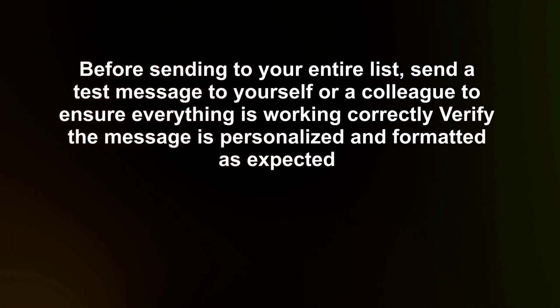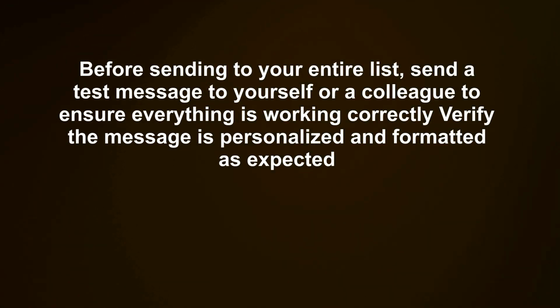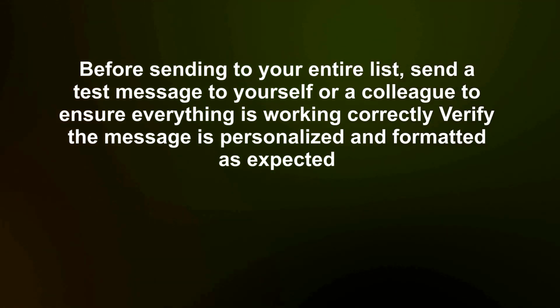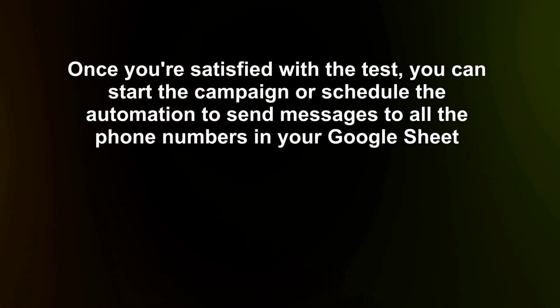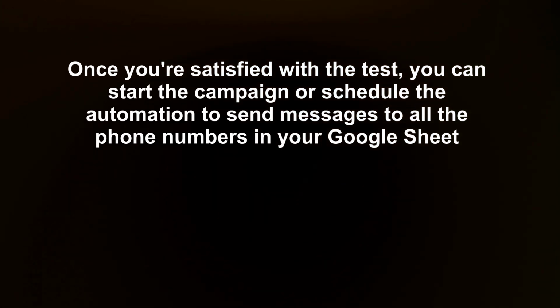Before sending to your entire list, send a test message to yourself or a colleague to ensure everything is working correctly. Verify the message is personalized and formatted as expected. Once you're satisfied with the test, you can start the campaign or schedule the automation to send messages to all the phone numbers in your Google Sheet.